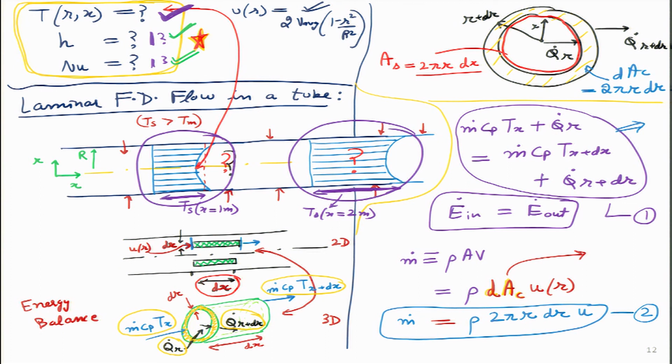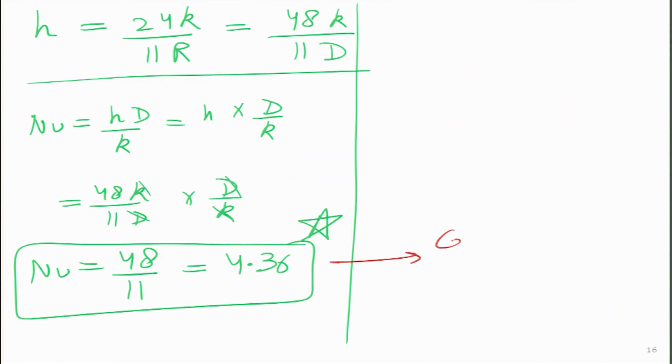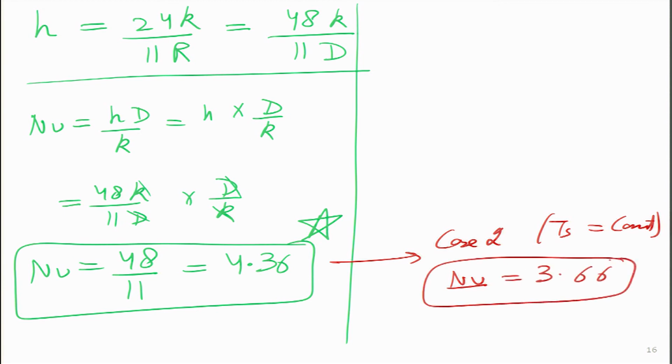And a similar thing we can do for, this is case 1. So, do not worry, I am not going to do case 2 as well, but if we do case 2 where Ts is a constant, there the answer will turn out to be very simple: 3.66. So, their Nusselt value will be slightly lower, it will be 3.66.